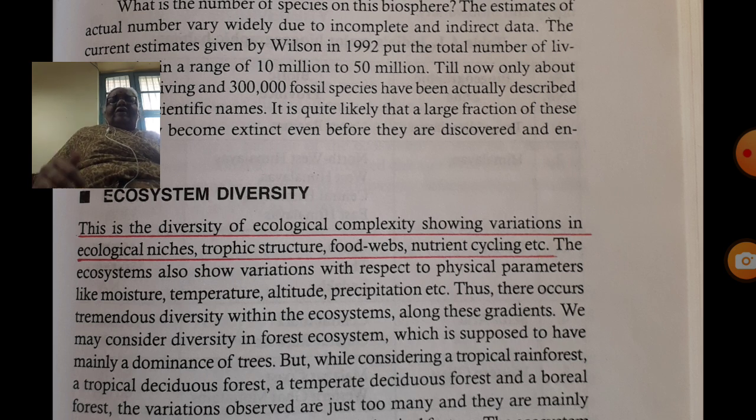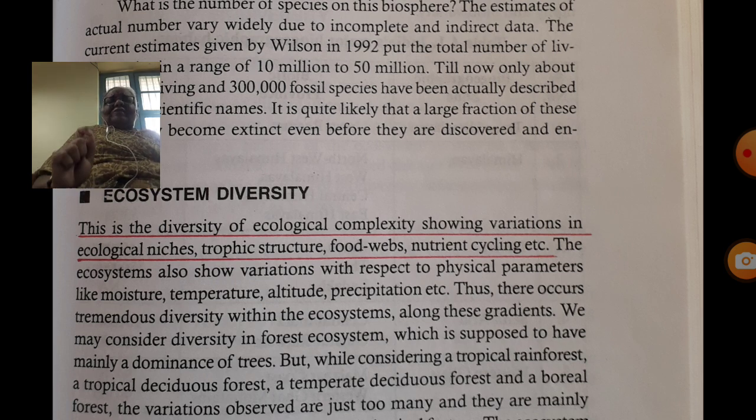Ecological niches. Ecological niche means the place where an animal or a plant lives. That is called a niche. Then trophic structure means we have different trophic levels like consumers and producers. Among consumers we have primary consumers, secondary consumers, like that. And then we arrive at a food web and nutrient cycling of abiotic factors like phosphorus, all that. So these are all different concepts that you should know.